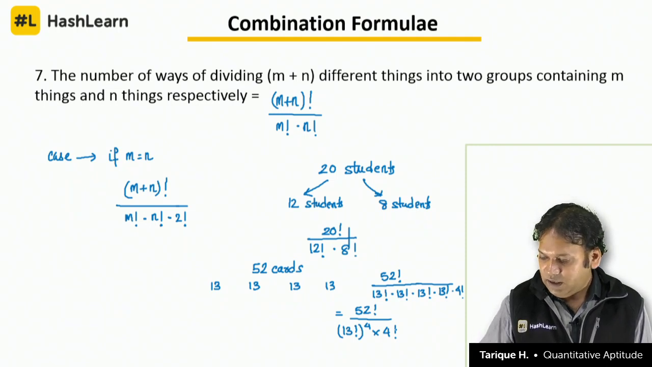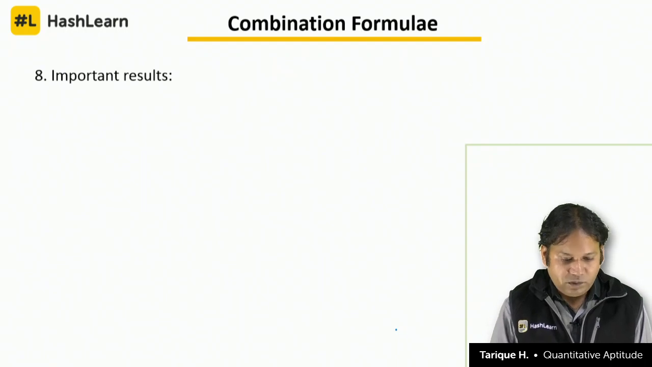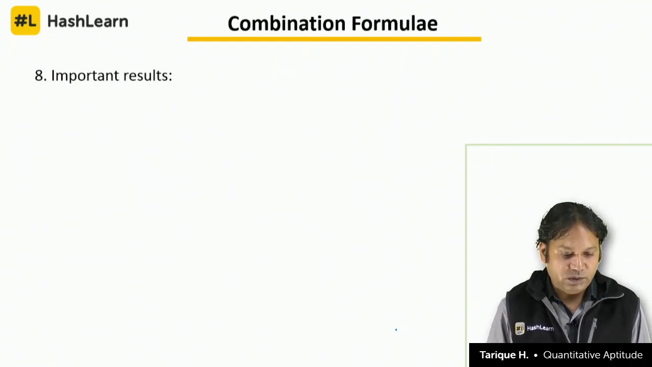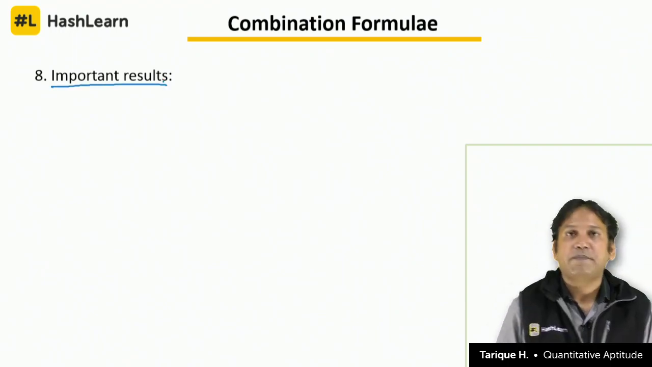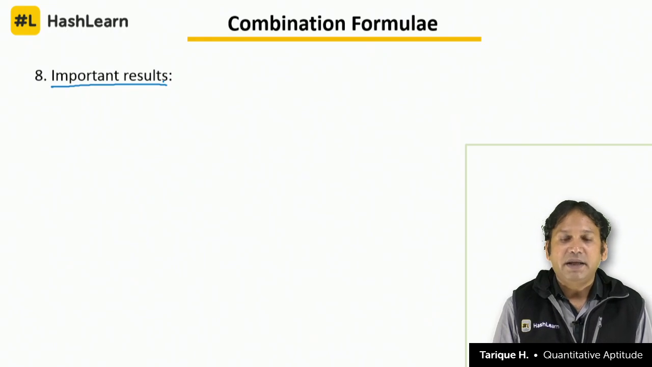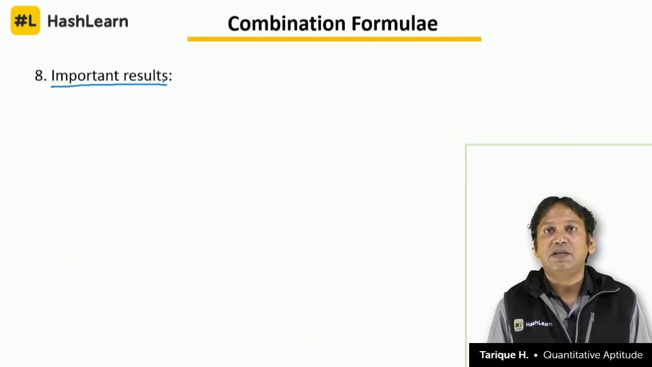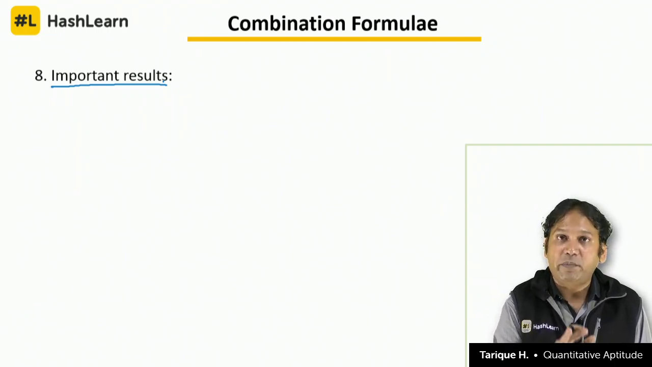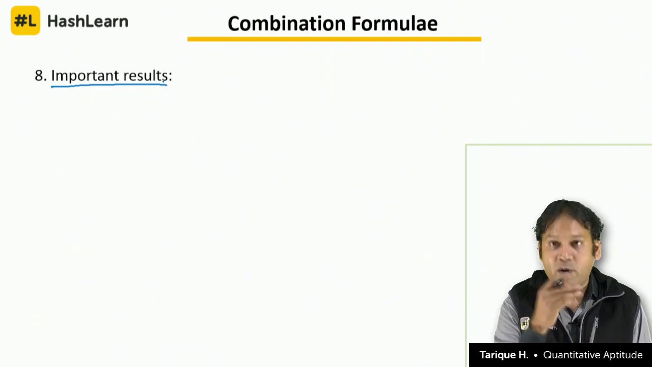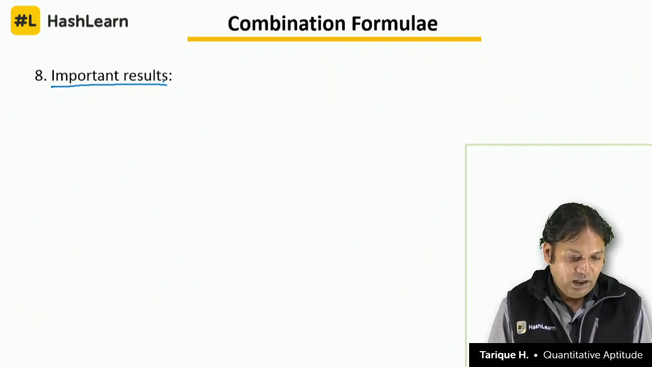Okay, alright. Now if you see here, apart from this m plus n things, what we need is a really helpful concept for you, that is important results. Some important results are there and if you know these important results, it helps you a lot in solving questions on permutation and combination. Particularly we are talking about combination results, not permutation. So combination formulas we have seen, combination results, let's understand these results.